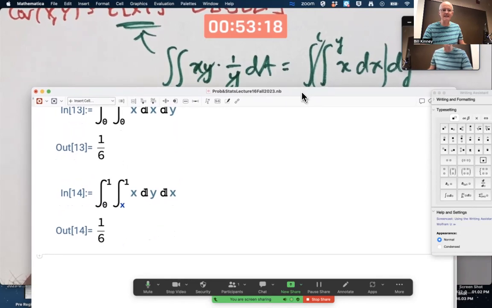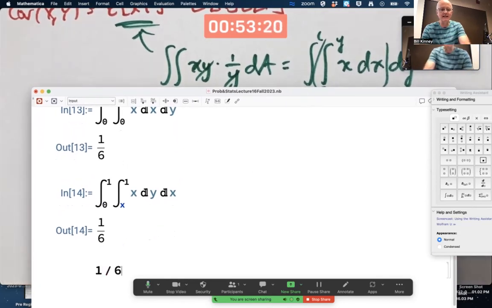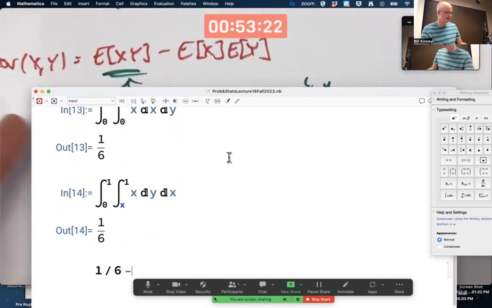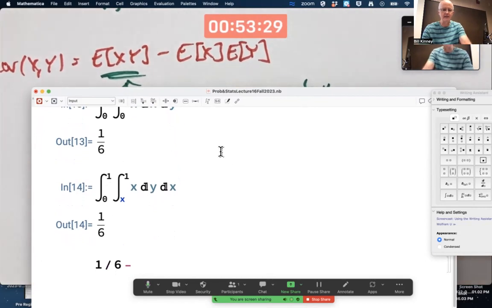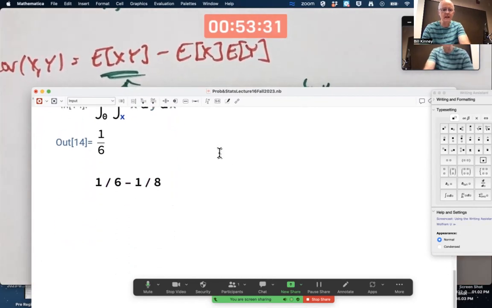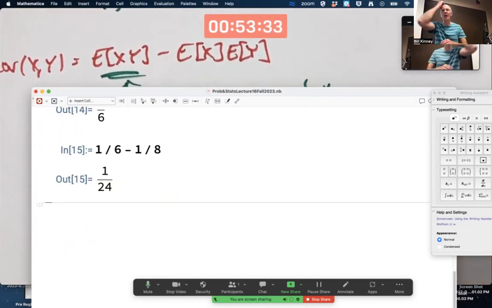So the covariance is 1/6 minus the expected value of x times the expected value of y. Was that 1/4 times 1/2, right? 1/8. The covariance looks like it is 1/24. Positive. Slight positive covariance.